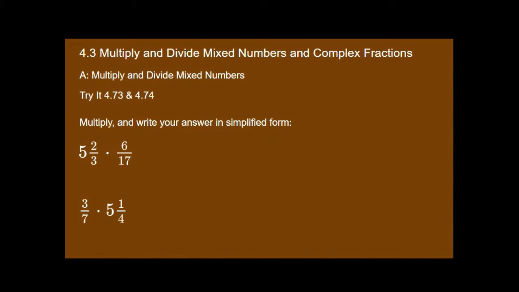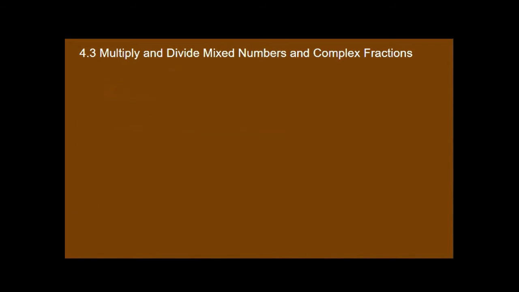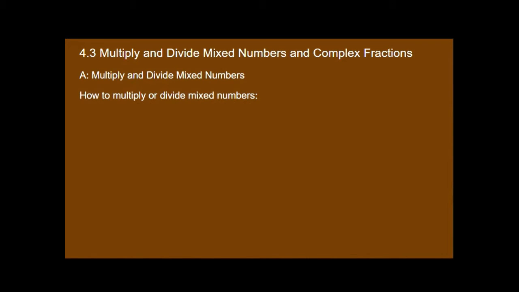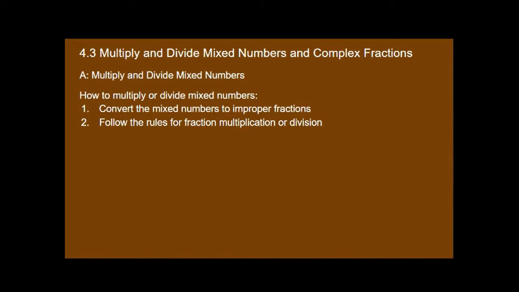So let's go ahead and put this into words how we do this. So how to multiply or divide mixed numbers. First, you're going to convert the mixed numbers to improper fractions. Next, you follow the rules for fraction multiplication or division. And 3, simplify if possible, right? You always want to have your answer in reduced terms.